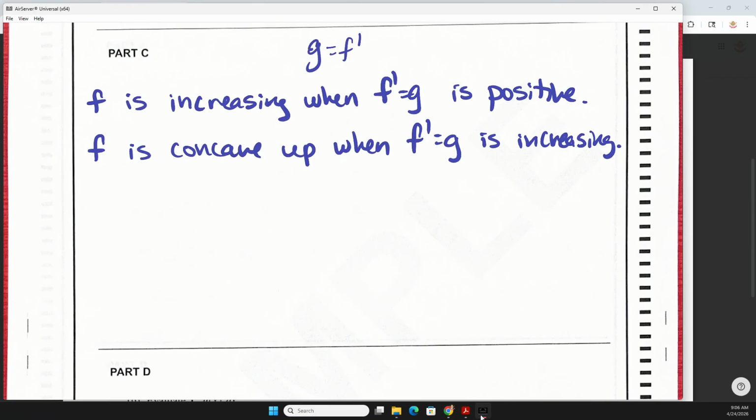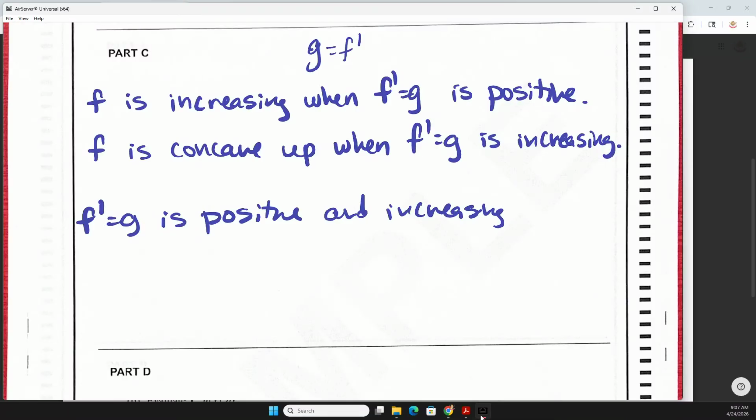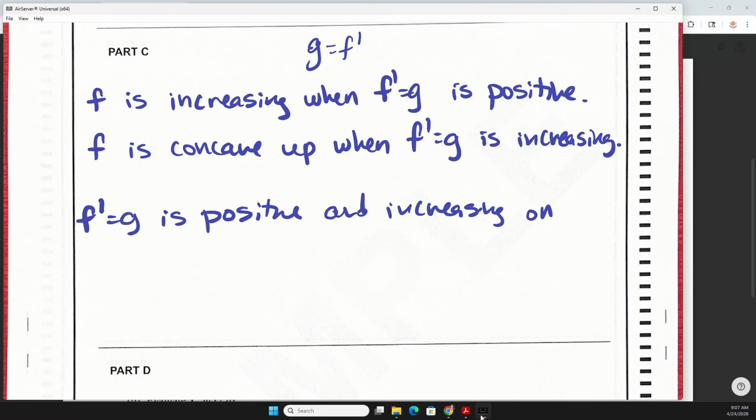All right, so then I would say something like f prime, which is g, is positive and increasing. Now they said open interval, so no matter what, you don't even have to think, do these need to be parentheses or brackets? They say open intervals, so we 100% want to do parentheses. So on the interval from 0 to 1 and from 4 to 6. You can write and, or you can do that whatever.